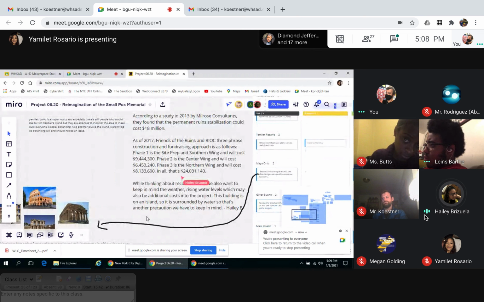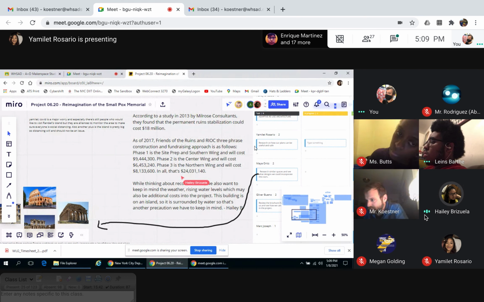So my task, I was thinking about construction and budgeting. Just to sum it up, I found a study from 2013, but 2017 was more accurate, from Friends of the Ruins and RIOC, and they're planning a 3-phase construction and fundraising approach, and eventually it'll cost over $24 million. I also said that we have to think about additional costs and keep in mind the weather that may affect the cost, because I remember in the presentation they were speaking about rising sea levels and how to have that not affect the building as much and what we could do. I remember mentioning pumps.